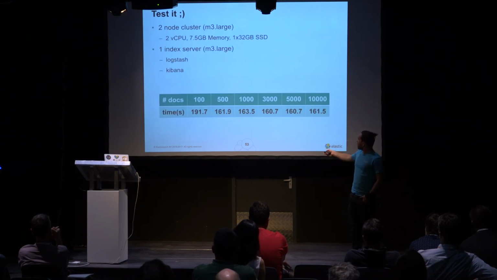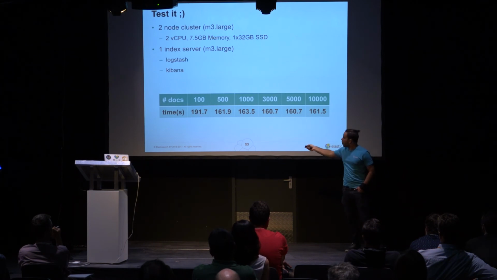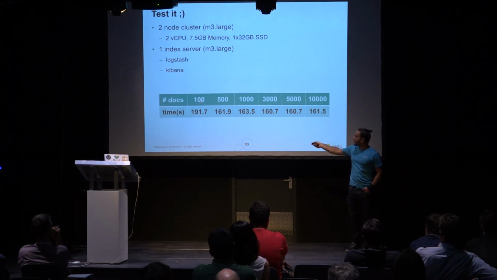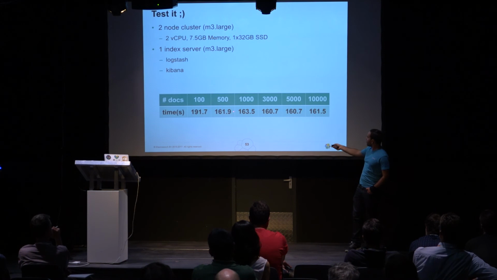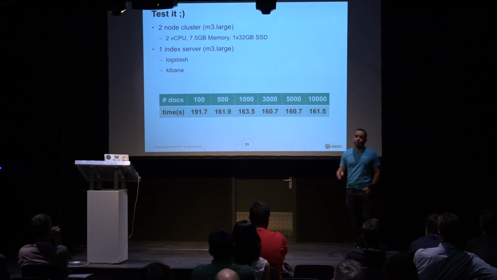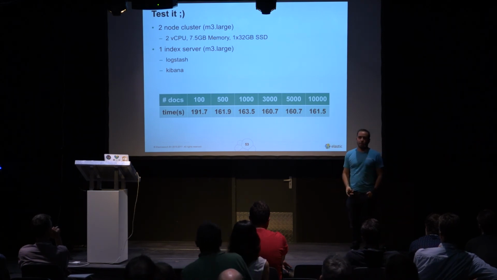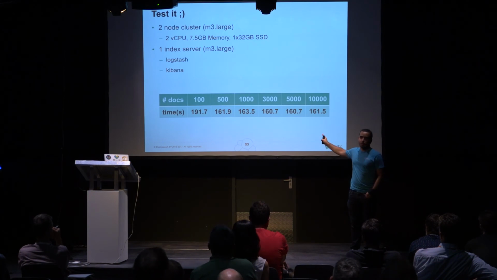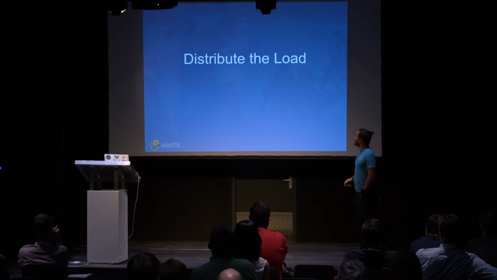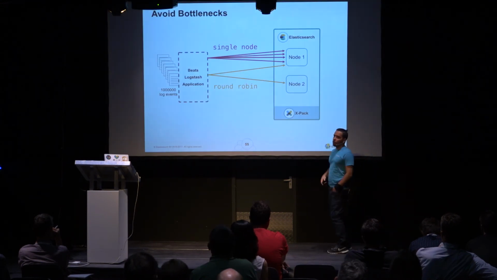So the results we got here, so 100, you get 191. You can see that 100 is a bad idea, but from 500 to 10,000 it's almost the same. It doesn't matter too much in this use case. It's a simple use case. I was just testing to show some numbers. Do it in your production environment. And then distribute the load.